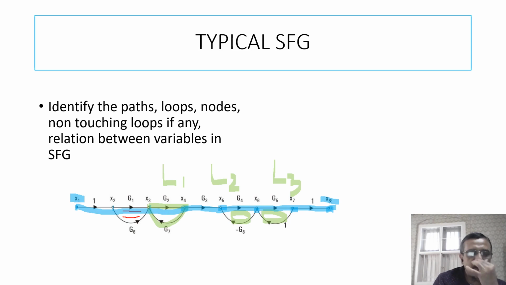Is there any other forward path? There is one more forward path, which is along G6. So one forward path has a gain 1 into G1 into G2 into G3 into G4 into G5. Another forward path has gain 1 into G6 into G2, G3, G4, G5 and 1. So there are 2 forward paths, 3 loops and 2 pairs of non-touching loops. I hope it is clear.